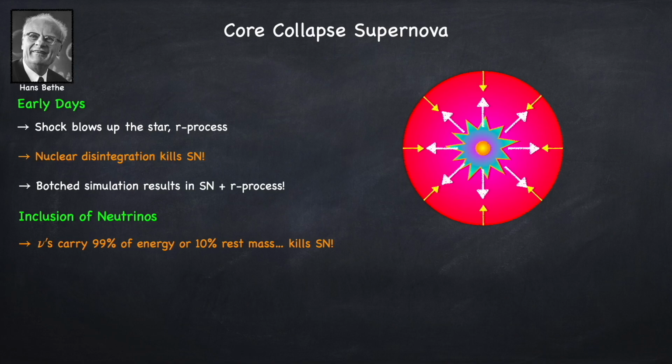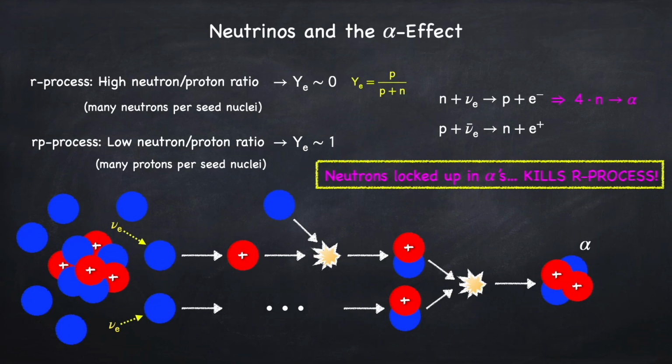Furthermore, even if you somehow did manage to get the energy to blow up the star, the enormous number of neutrinos killed the R process via what's called the alpha effect, which I covered in Stellar Physics 5H. But let me briefly recap how it works. In order to make R process material, the R stands for rapid neutron capture, you need a lot of neutrons around with a small number of seed nuclei for them to pile onto.